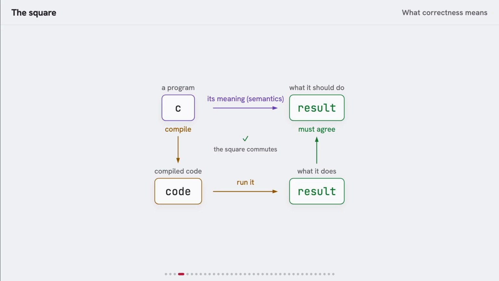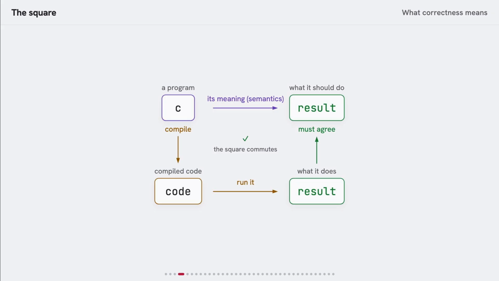Down the left edge, the compiler turns a program into our stack machine code. And along the bottom edge, the stack machine runs that code to its own result. We say that the square commutes when the two routes agree. Both the semantics and the compiled program end up with the same result in memory.